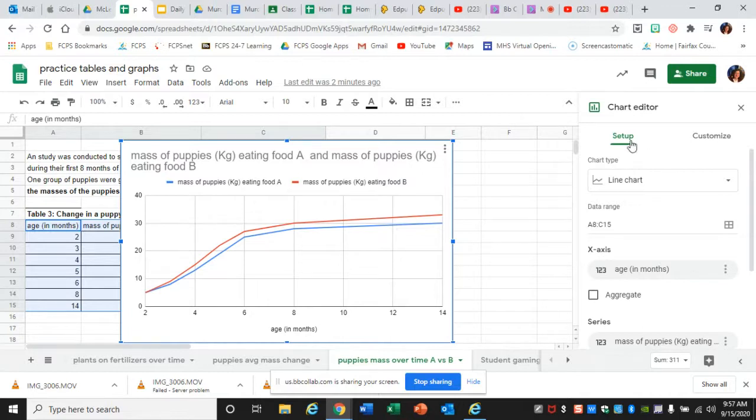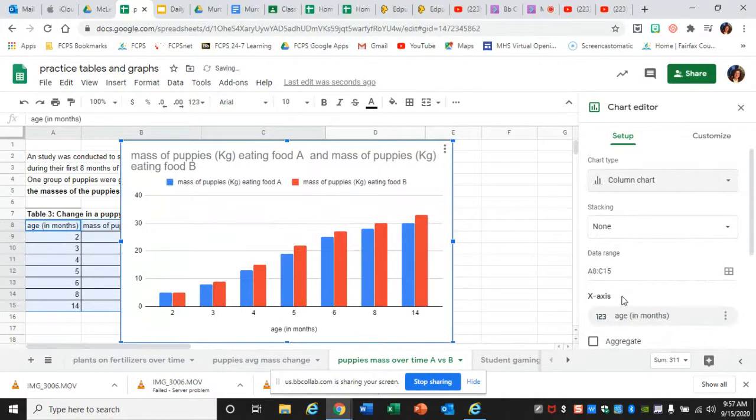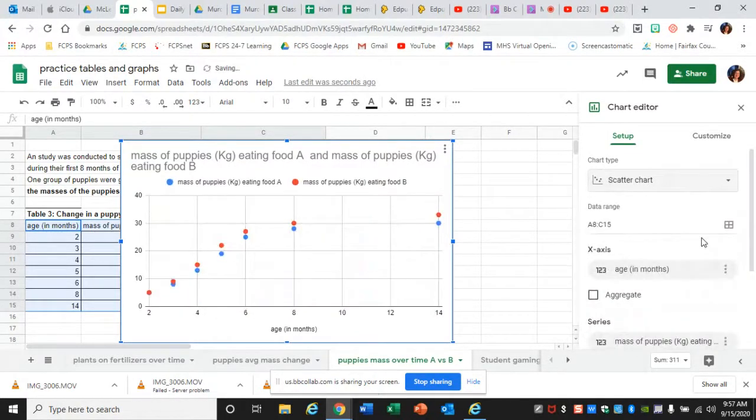So if you look at the chart editor and set up here, right beneath the first thing under setup is something called the chart type. If you click this open, it gives you choices of what type of graph you want to use. Right now it's on line graph, right? But if I click this one, it turns it into a bar graph. If I click this one, it turns it into a scatter plot with points that aren't connected.